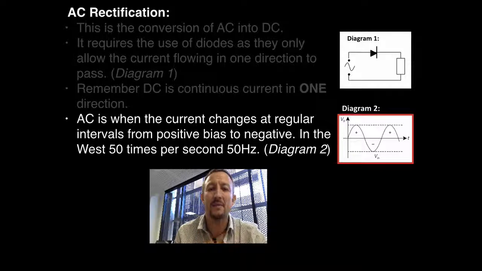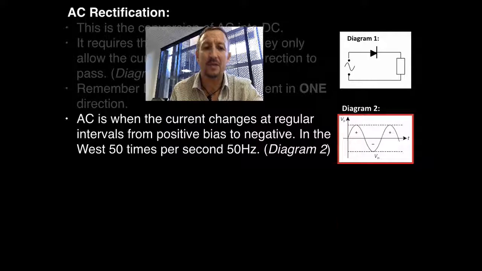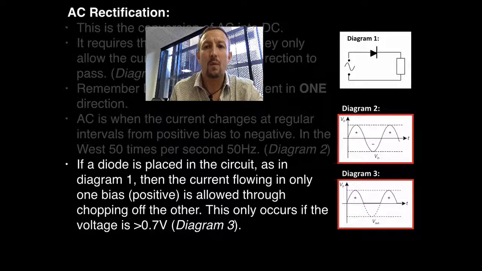And in the West this happens 50 times per second, and we call that 50 Hertz. So we get 50 waves, 50 changes per second as the electricity is generated from the power station. So if we place a single diode into a circuit which has got an AC supply similar to the diagram we get at 1, what we get is a curve which is generated as in diagram 3.